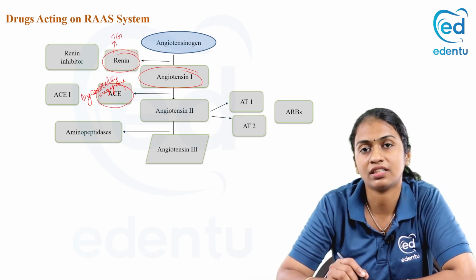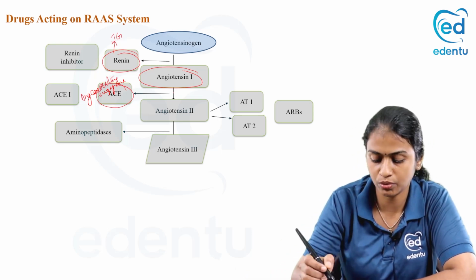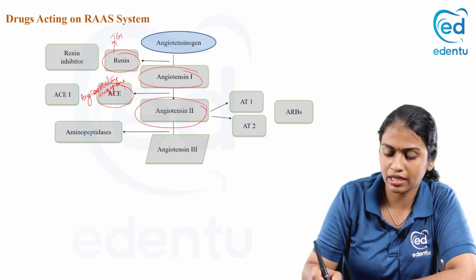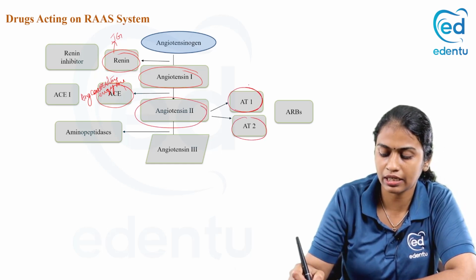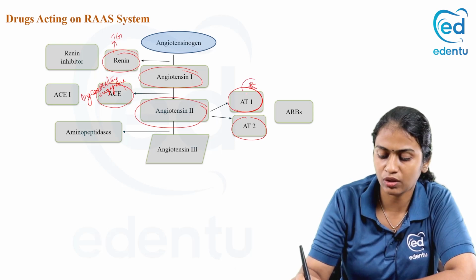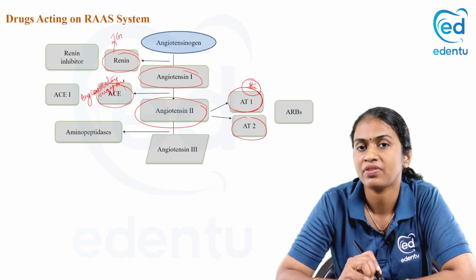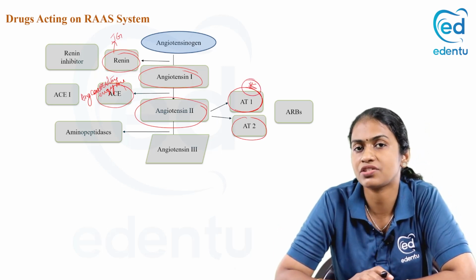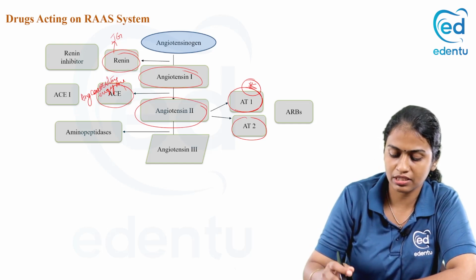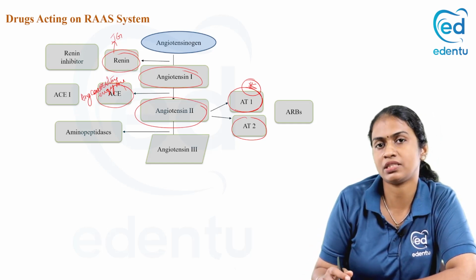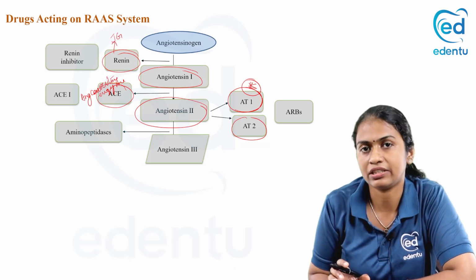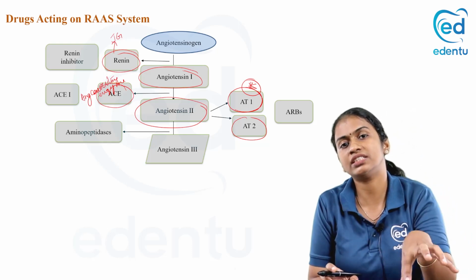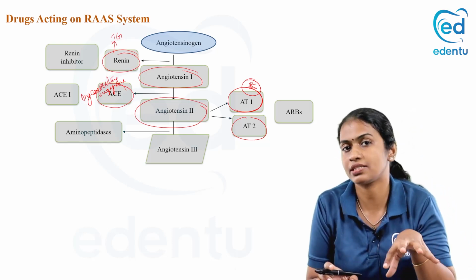Okay. And what does this angiotensin 2 do? It goes and acts on angiotensin receptors, that is AT1 and AT2, mainly AT1, and that brings about the actions. After its action is over, the angiotensin gets converted by aminopeptidases to angiotensin 3 and then finally undergoes degradation. Now, where do these drugs acting on this RAAS system act?